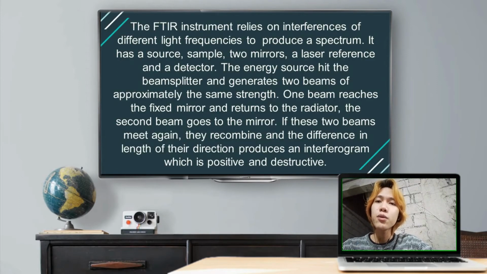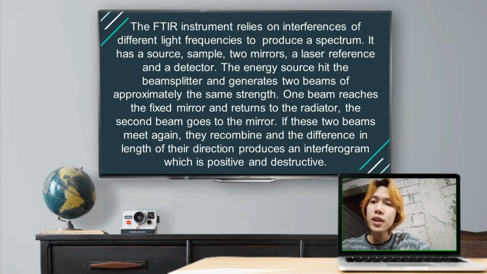The Fourier transform infrared spectroscopy instrument relies on interferences of different light frequencies to produce a spectrum. It has a source, sample, two mirrors, a laser reference, and the detector. The energy source hits the beam splitter and generates two beams of approximately the same strength.